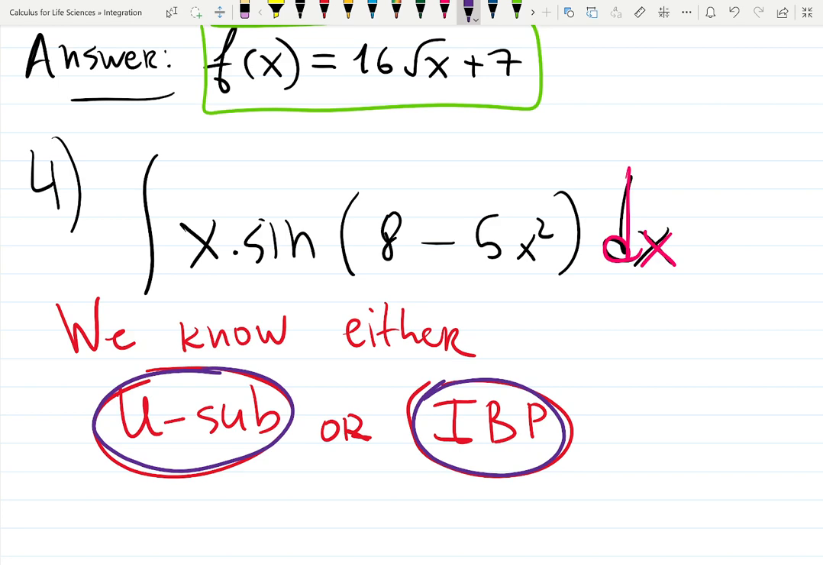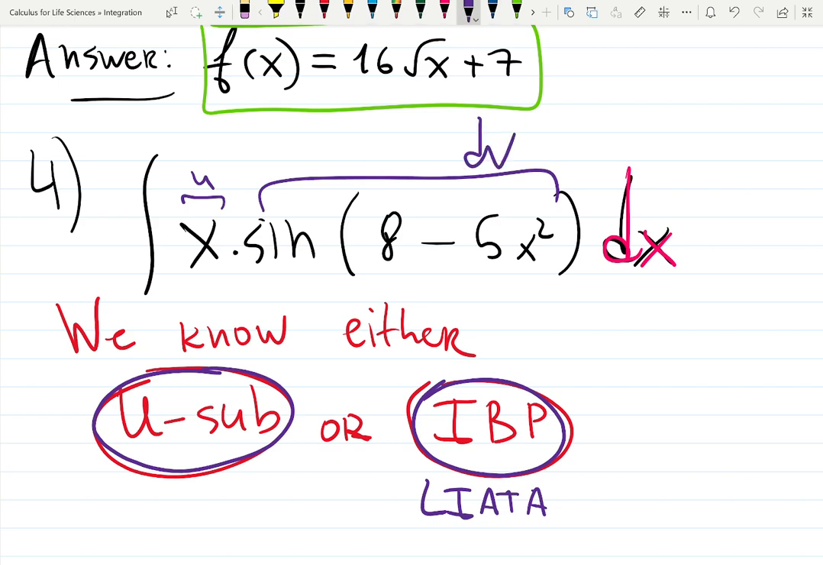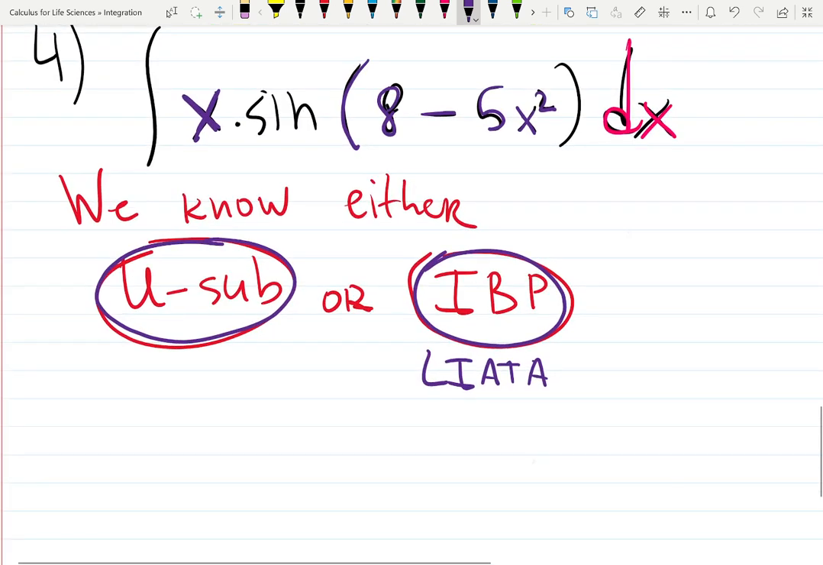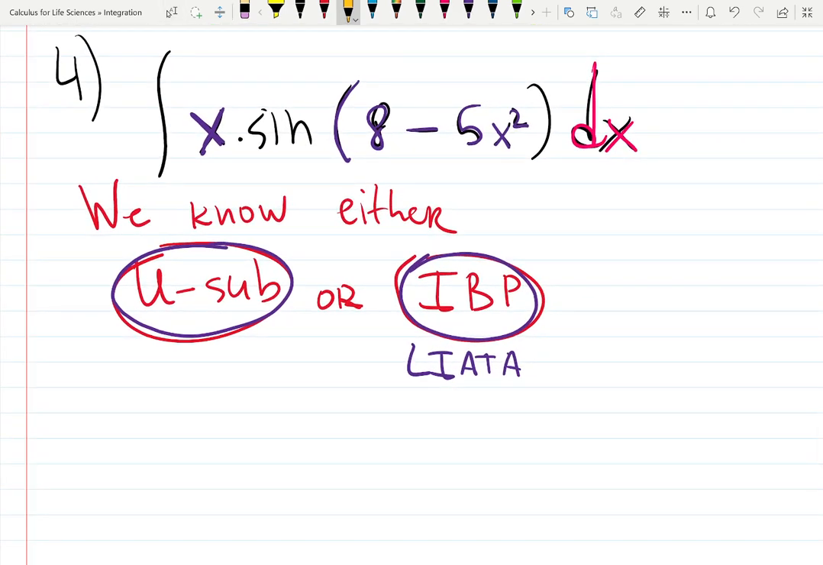If you do integration by parts, LIATE tells you to choose x to be u, and this will be dv, and you can try. Maybe it will work. Someone says use substitution. I agree with that one, because I see that x looks very close to a derivative of 8 minus 5x squared, times or divided by a constant. So looking close. Thus, maybe we are doing chain rule here, and that's how you try. Let's do it this way.